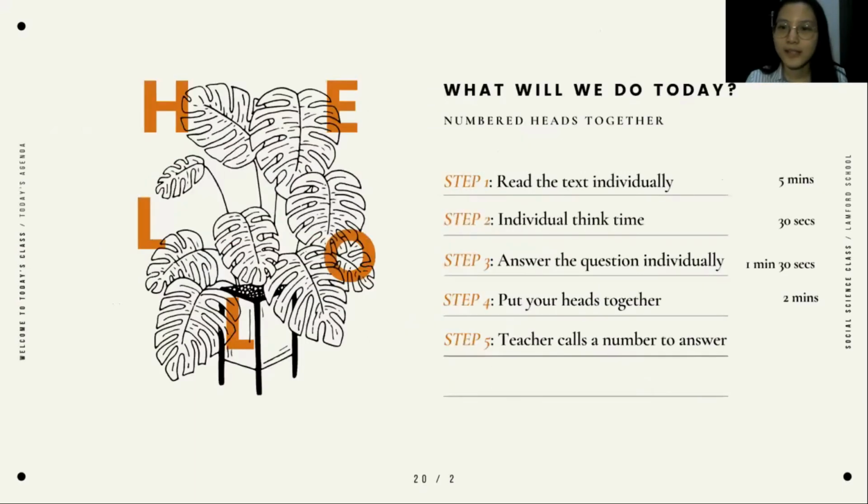And this is what we will do for today. So we will do an activity called Numbered Heads Together. And what is it? Well, here are the steps. First, I will distribute a text. And I would like you to read the text individually. Okay, so read it to yourselves. Don't make a fuss. I will give you 5 minutes. So, of course, the text is a biography.